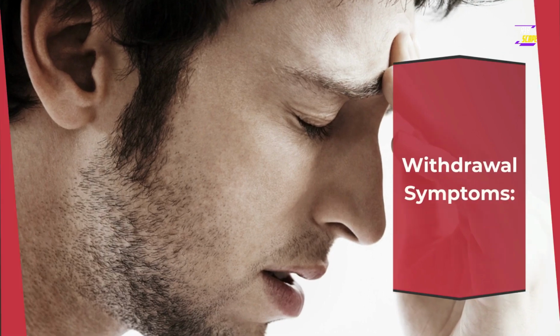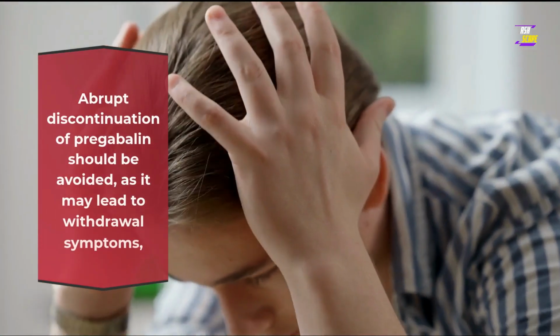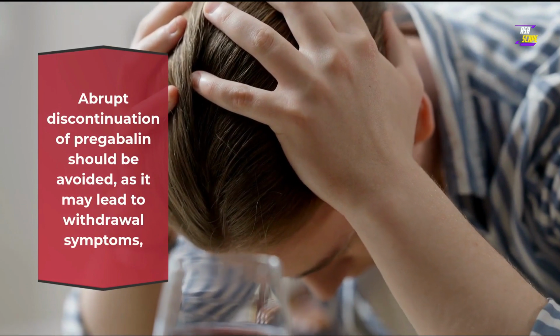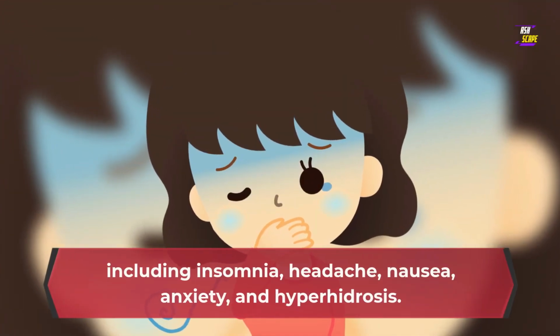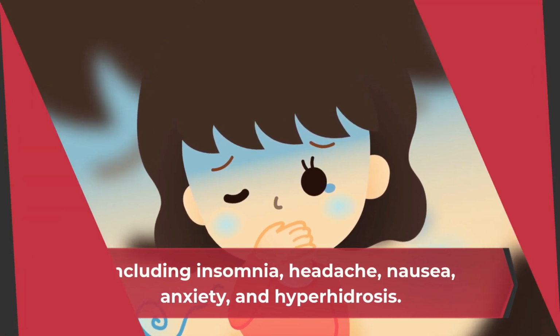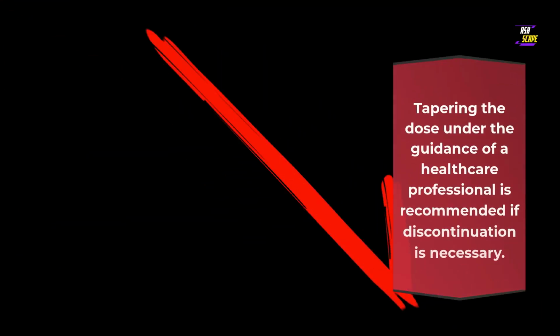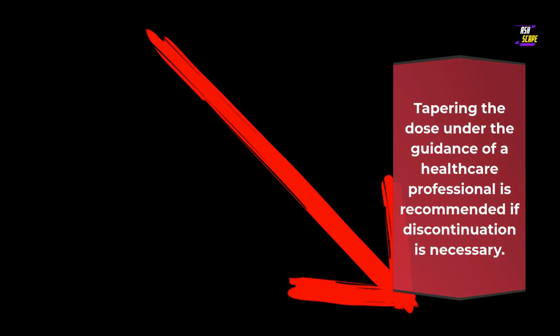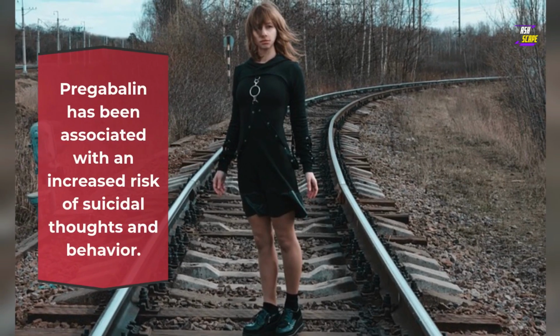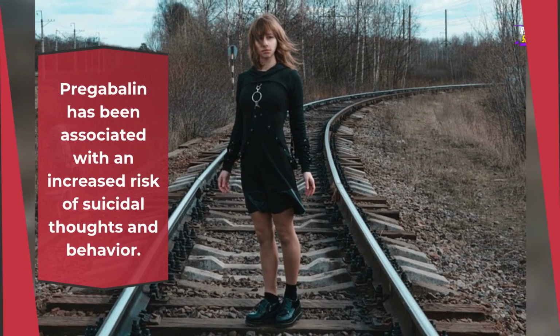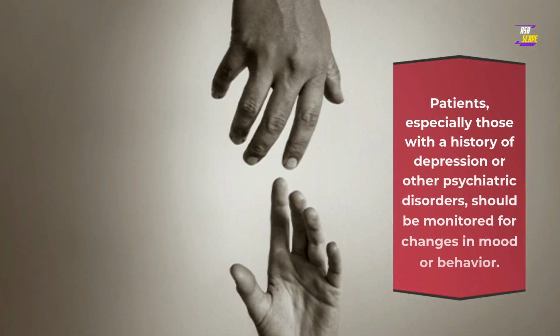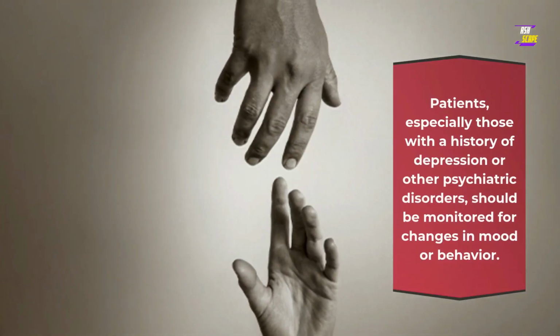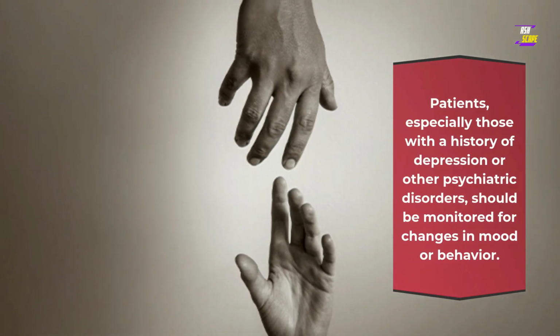Withdrawal symptoms. Abrupt discontinuation of pregabalin should be avoided, as it may lead to withdrawal symptoms, including insomnia, headache, nausea, anxiety, and hyperhidrosis. Tapering the dose under the guidance of a healthcare professional is recommended if discontinuation is necessary. Suicidal thoughts and behavior. Pregabalin has been associated with an increased risk of suicidal thoughts and behavior. Patients, especially those with a history of depression or other psychiatric disorders, should be monitored for changes in mood or behavior.